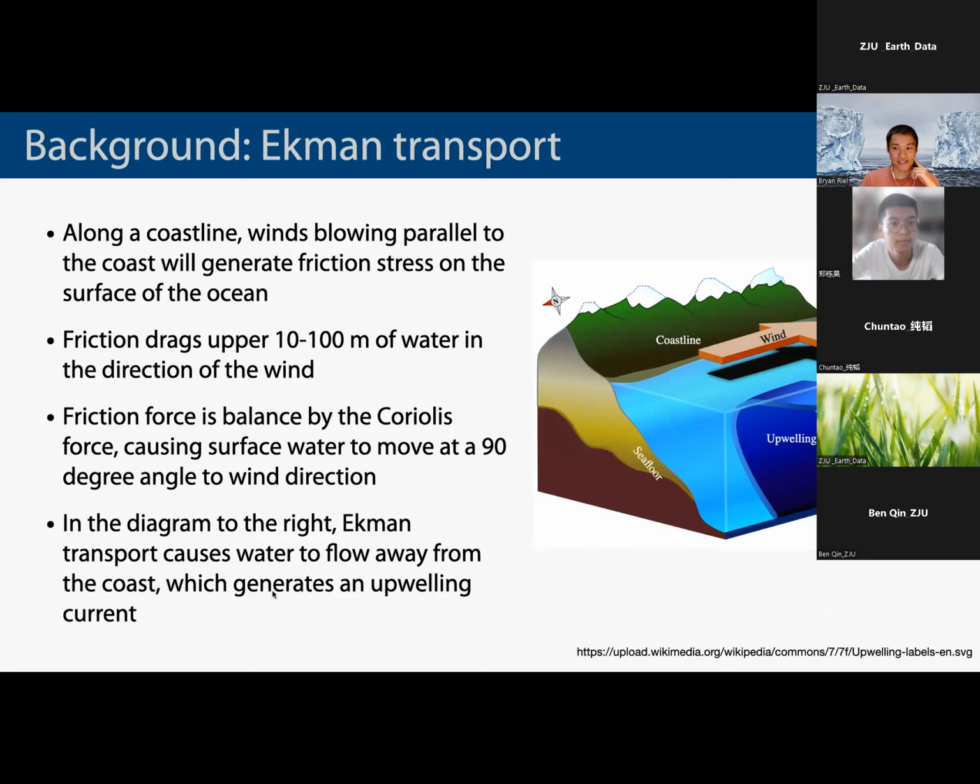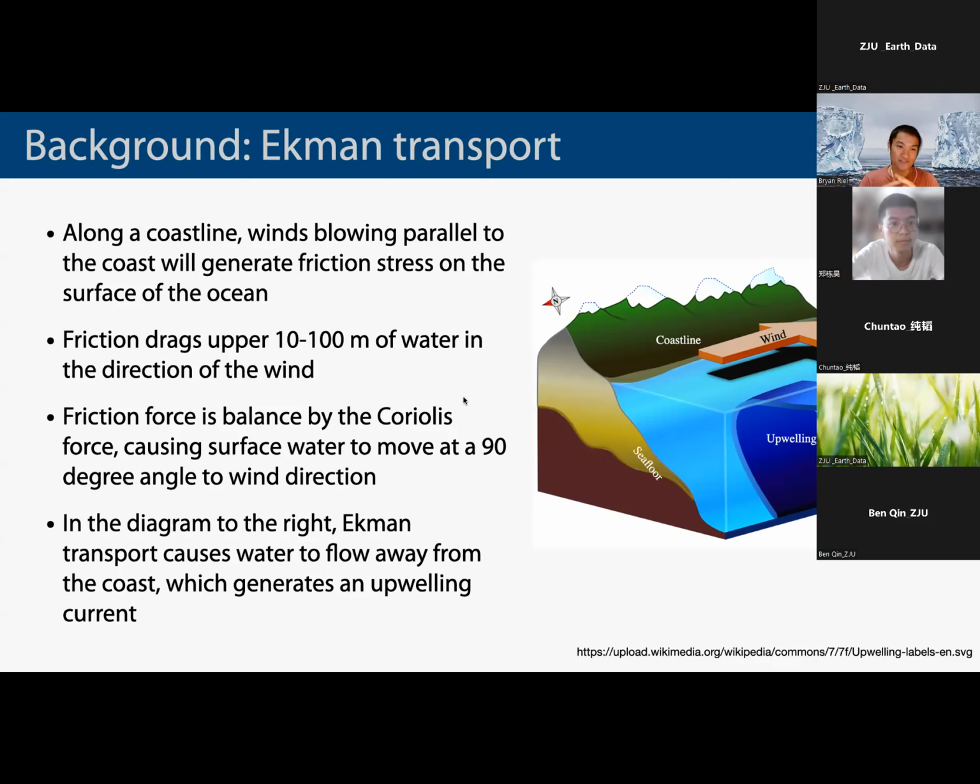But the basic concept is that as the wind blows, let's say parallel to a coastline, it will generate friction stress on the surface of the ocean. As the wind flows, there's friction, and the wind will pull the very top surface of the water along with it, so that will start flowing in one direction. But if you remember the Coriolis force, basically motion of any object on a rotating reference frame, as the wind drags the ocean along, the ocean will then start to curve its trajectory.